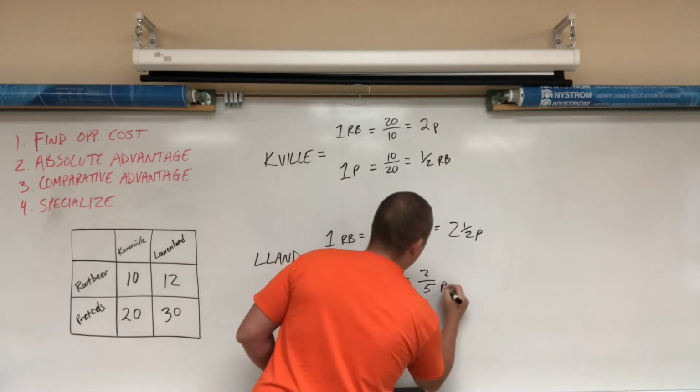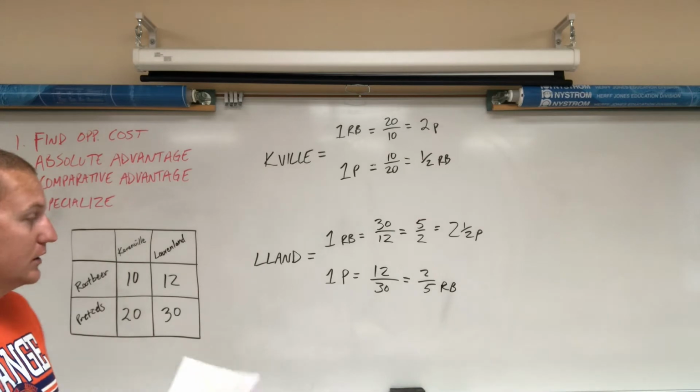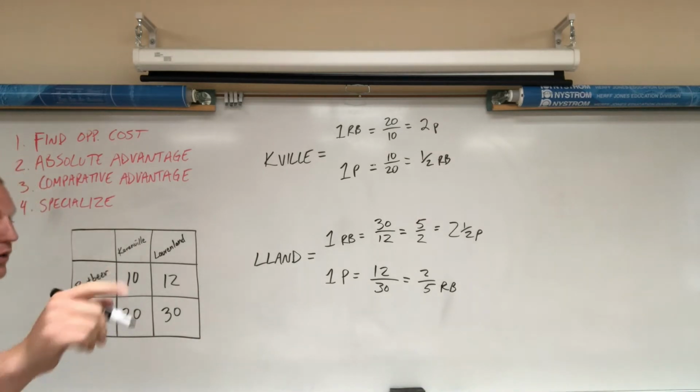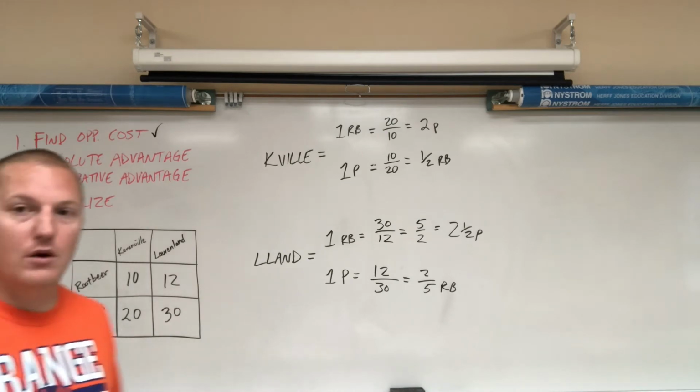2/5 of a root beer, okay? So now we've calculated opportunity cost. That's good. So we're going to put a check. Boom, I did that step. I'm 1/4 of the way through already.